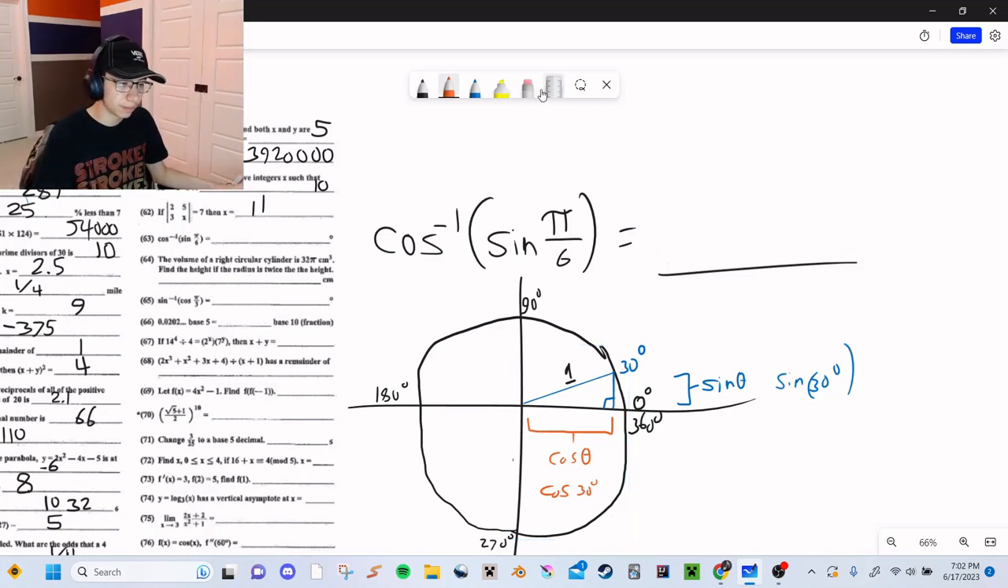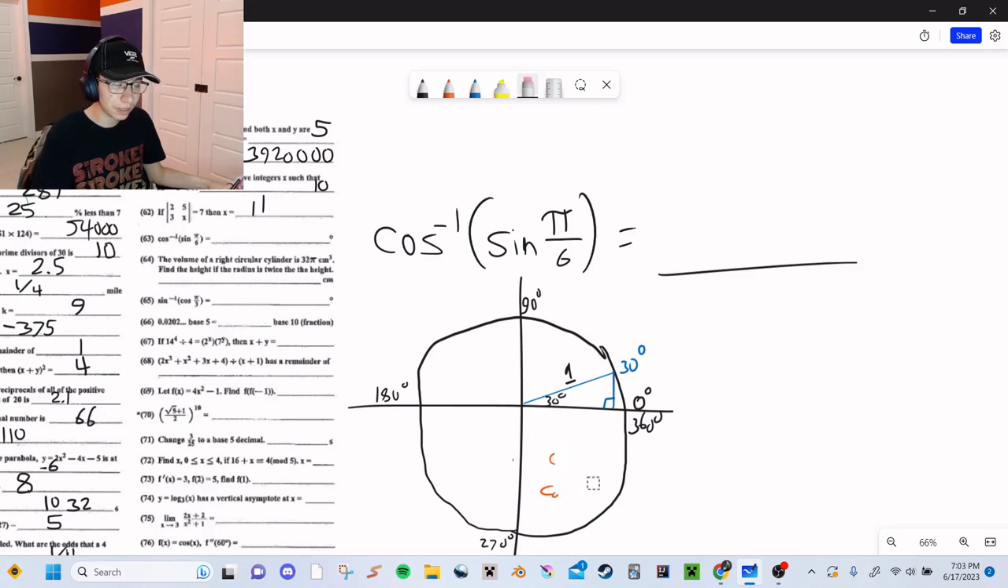Now, this angle right here is 30 degrees. Even without memorizing the unit circle, you should be able to know what this height is, because this is a 30, 60, 90 triangle. So the height should just be half the hypotenuse, 1/2. Then the leg has to be square root of 3 over 2.